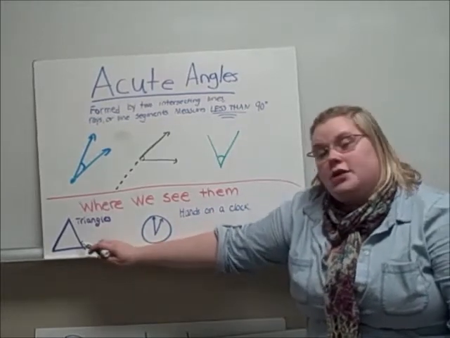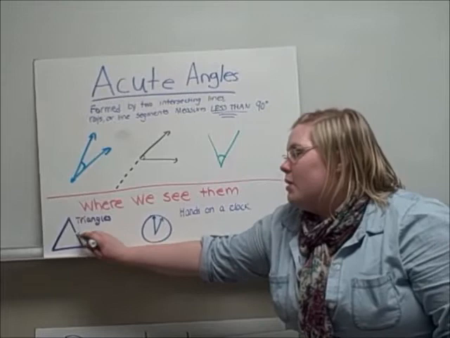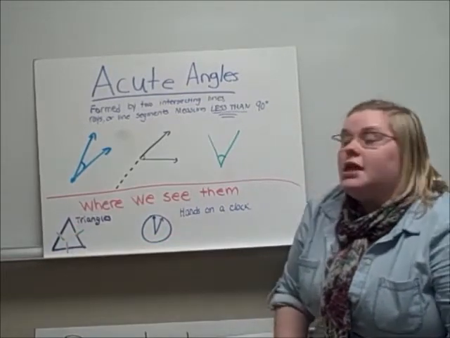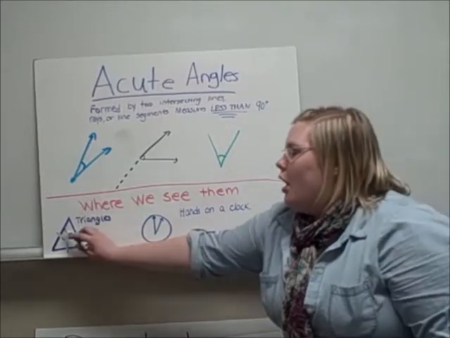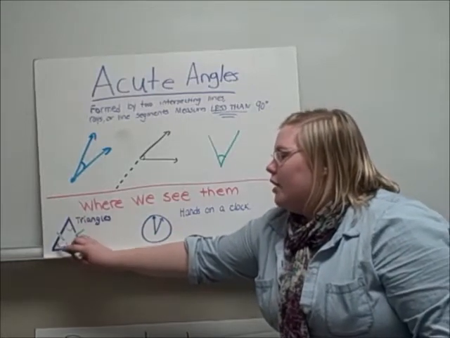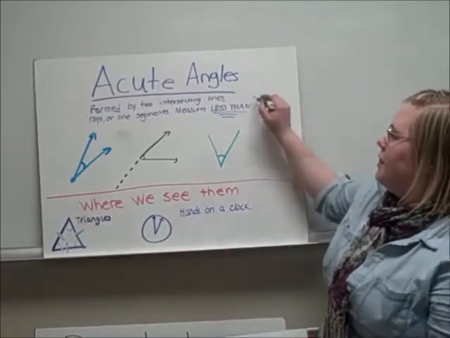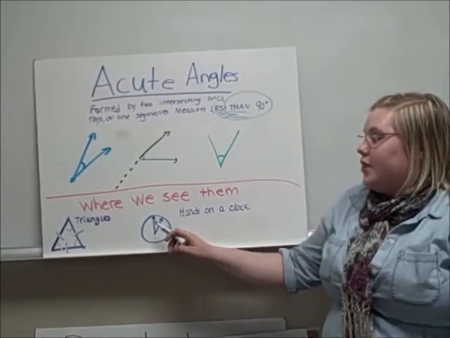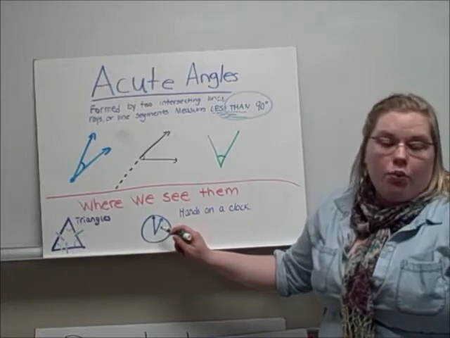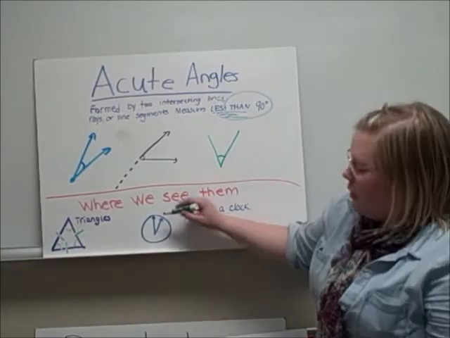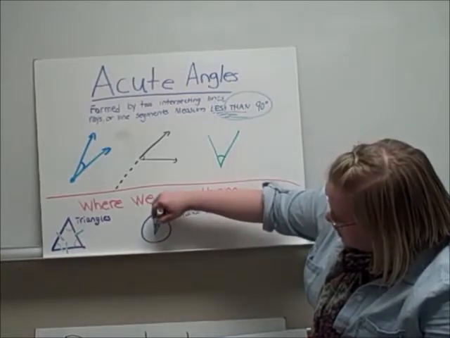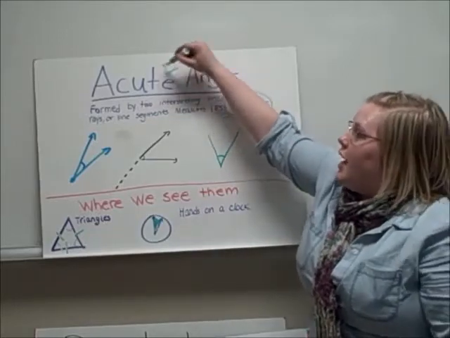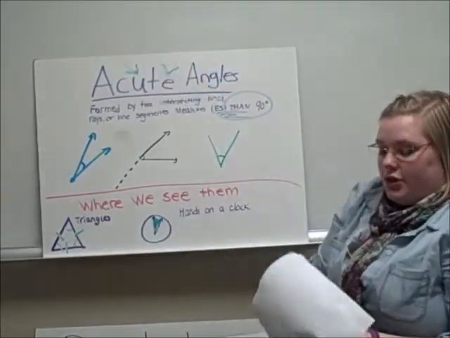We see them in triangles, not all triangles. Do we remember the triangle with 3 equal sides is called an equilateral triangle? All the angles in this triangle are less than 90 degrees. Less than 90 degrees. Depends on your clock. If the clock is reading 1 p.m. or 1 a.m., all the area in here measures less than 90 degrees. That means it's an acute angle. Less than 90 degrees.